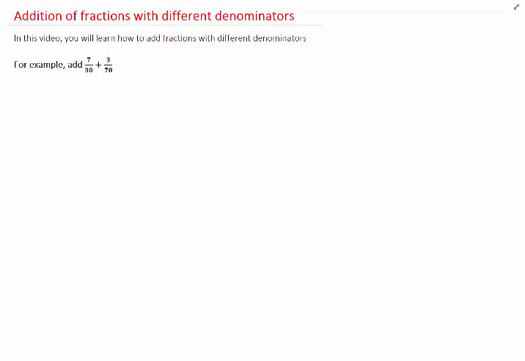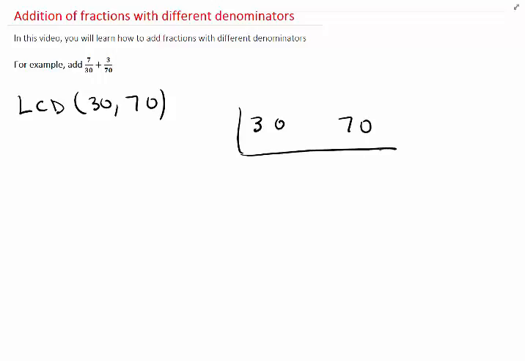Here is how we find the least common denominator, in this case of 30 and 70. We use the abbreviation LCD to refer to the least common denominator. So I will show you how to find the least common denominator of 30 and 70. First of all, you need to list the denominators and draw an upside down division symbol. So like that, 30, 70, and an upside down division symbol.